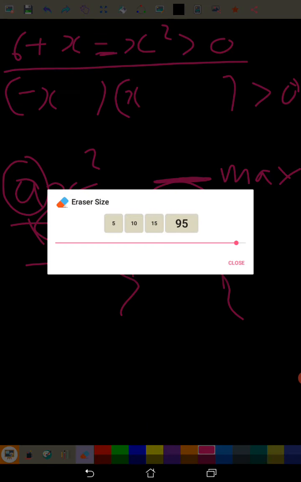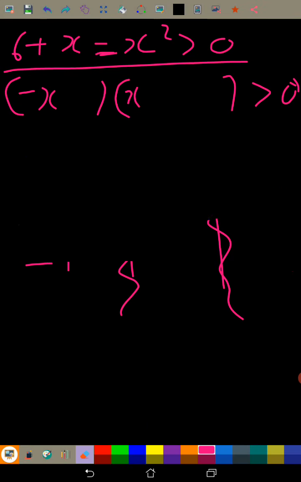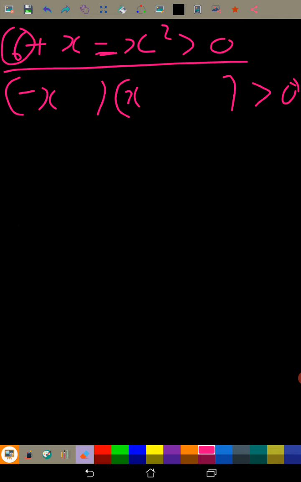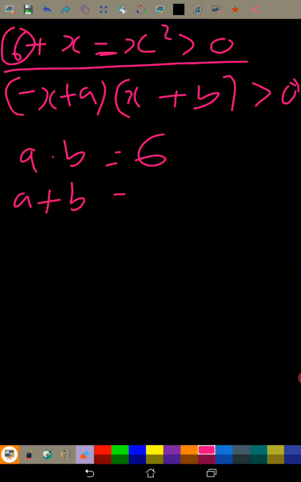And let me erase this. So how are we going to factorize this? That's a good question. What we see is that here we have 6. So how do we get 6? We can put a here, we can put b here. So a times b is going to give us 6, and a plus b is going to give us 1. So how can we get this? Of course, 3 and 2 are factors of 6, and we can get 1 out of this.